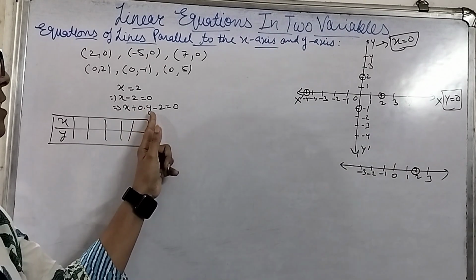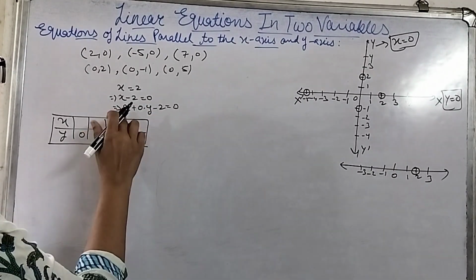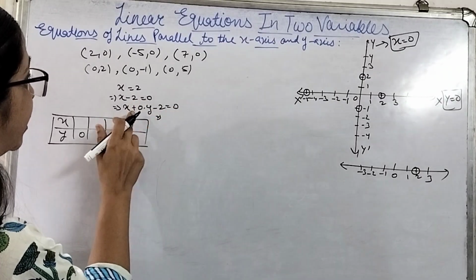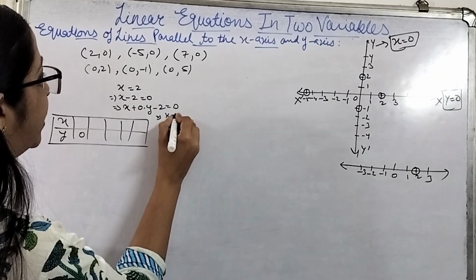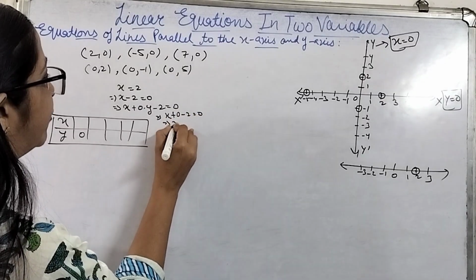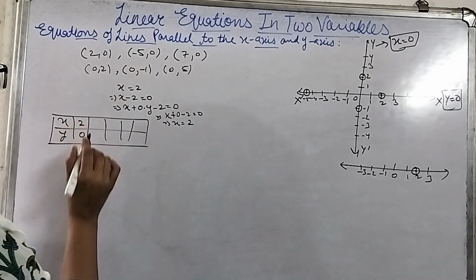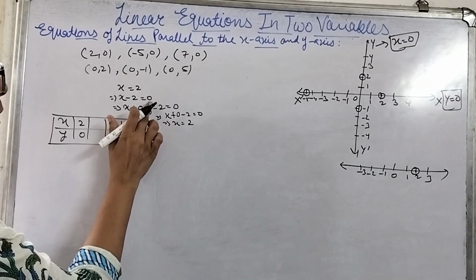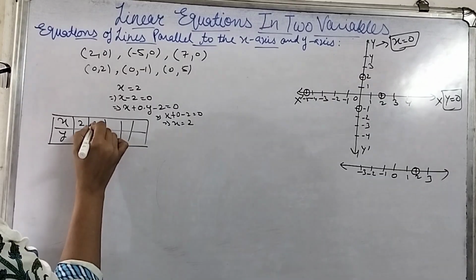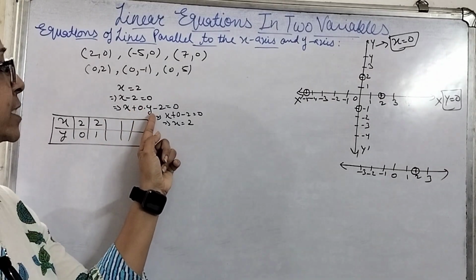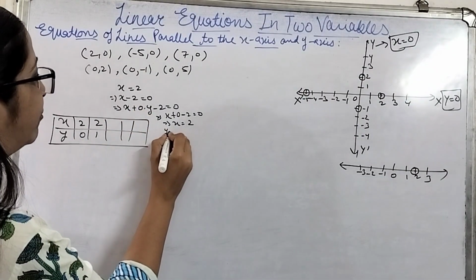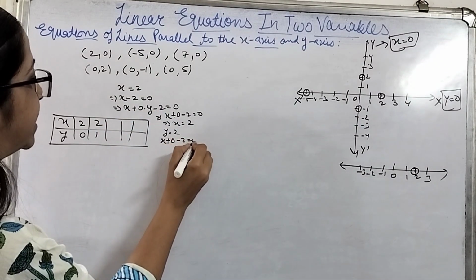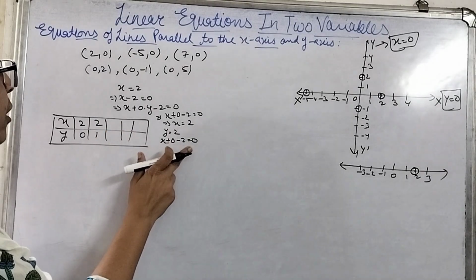If we keep y equivalent to 0, the value of x will be 2. I have taken y equivalent to 0, so x plus 0 minus 2 equivalent to 0, and the value of x will be 2. If I keep y equivalent to 1, in that case 0 multiplied by 1 will be 0 only, so the value of x will be 2. If I take y equivalent to 2, the equation will be x plus 0 multiplied by 2, which is 0. That simply means the value of x will be 2 only.